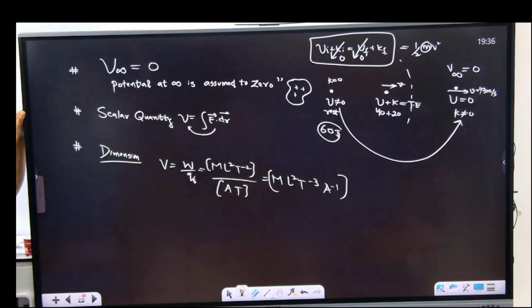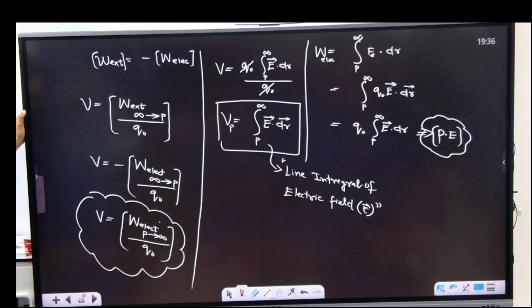Could you show the previous slide? Do you write this? We'll write it, just to check: line integral of electric field. What is the surface integral of electric field?